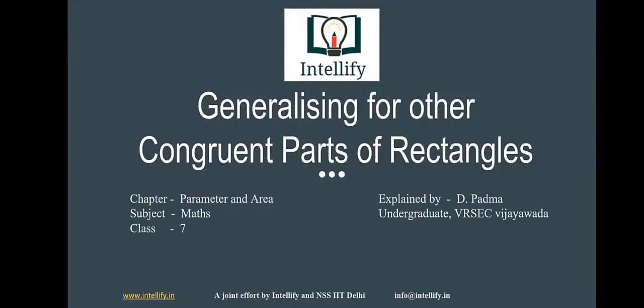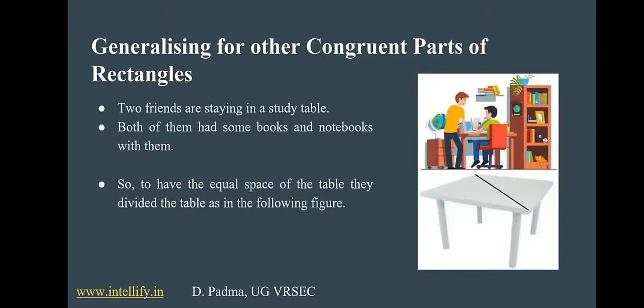Today I am going to explain generalizing for other congruent parts of rectangles from the chapter Perimeter and Area from class 7. So here let us take an example. Two friends are sharing a study table. Both of them had some books and notebooks with them. To have equal space on the table, they divided the table as in the following figure.